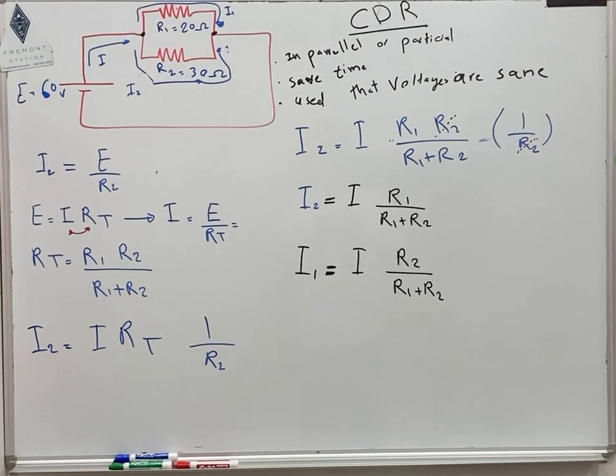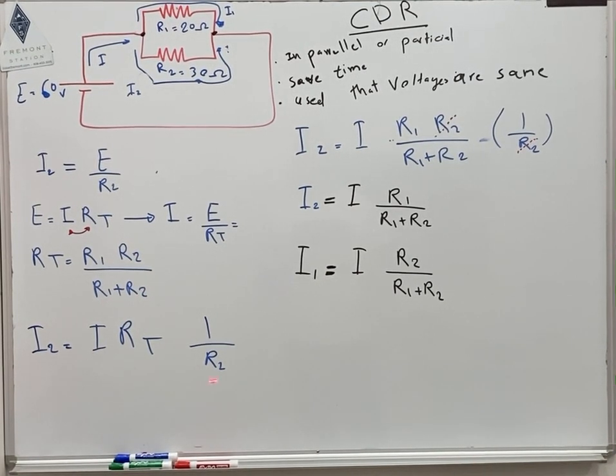What's R total in this case? Because it's parallel with two resistors, we'll use this law: the product of R1 and R2 divided by R1 plus R2. So this is R total. Now we want to remove E from this equation and put in what's equivalent for it. So E equals I multiplied by R total, and this is R total.